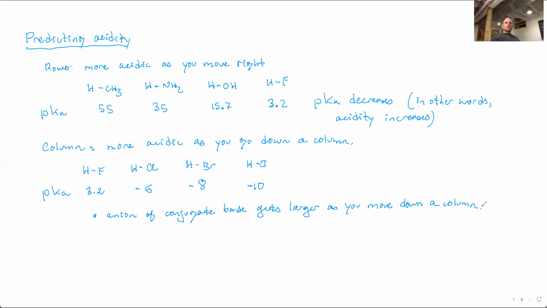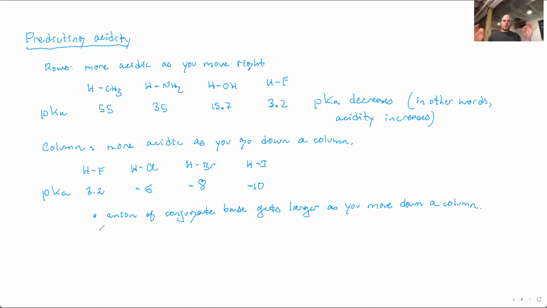Okay, and so if we think about the anion as an electron cloud, in HF, because it's a small atom, that negative charge is very localized. As I go to chlorine, I get a little bit bigger. The negative charge is a little bit more diffuse. As I get to bromide, I get slightly even larger, and then iodide even bigger.